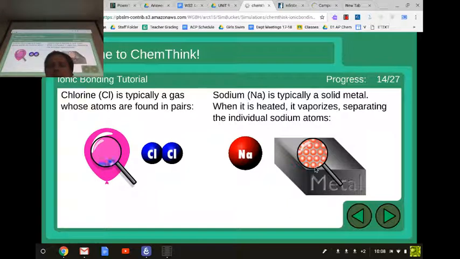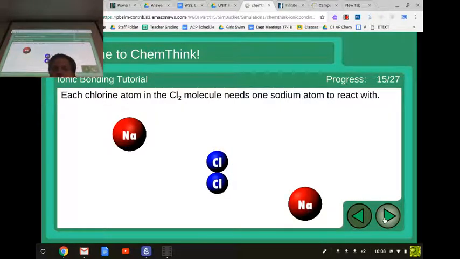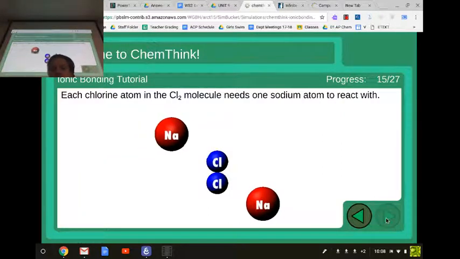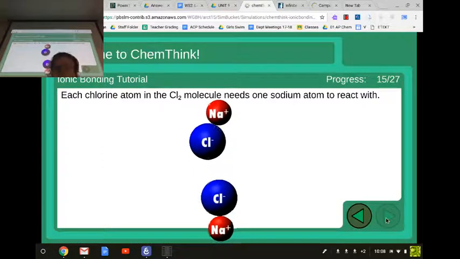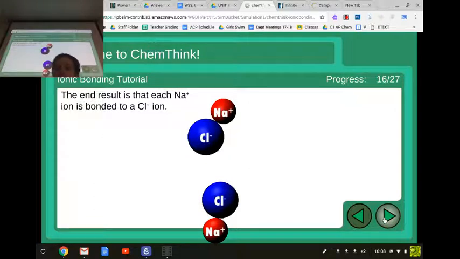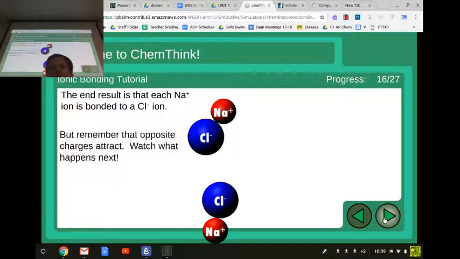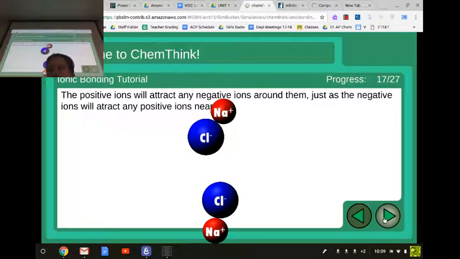So what would end up happening is that if I take sodium and I get it hot enough, the atoms in sodium will vaporize and become gaseous sodium. And if I have gaseous sodium and gaseous chlorine, they will find one another in that container, and they will attract one another and transfer electrons and then stick together. And as a result, we now have this ionic bond between sodium and chlorine.